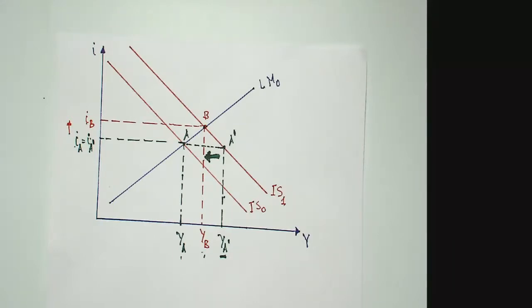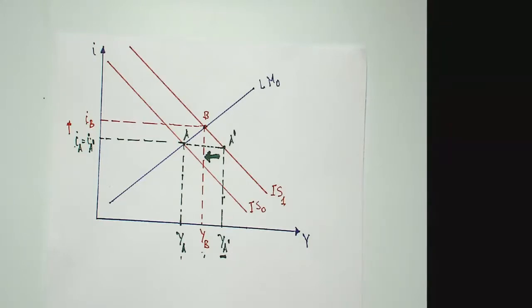To summarize, we had an expansionary fiscal policy by way of increasing government expenditure or decreasing tax. We are talking about fiscal policy, so we have shifted our IS curve from IS0 to the new IS curve IS1. For IS1, we had a new equilibrium point B, which has a higher income, but again, a higher interest rate.